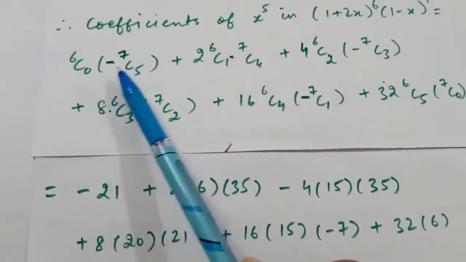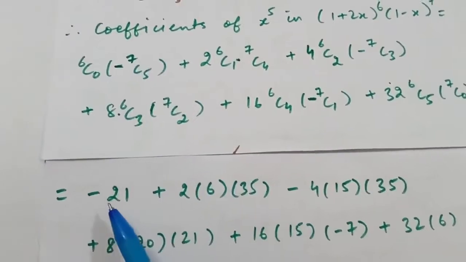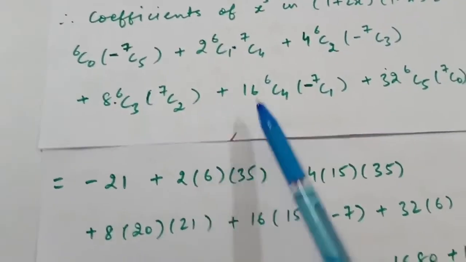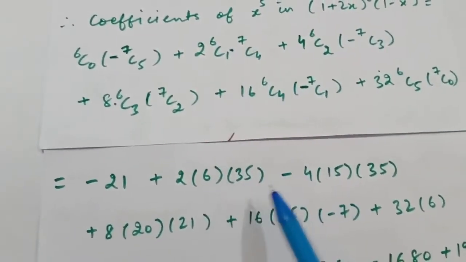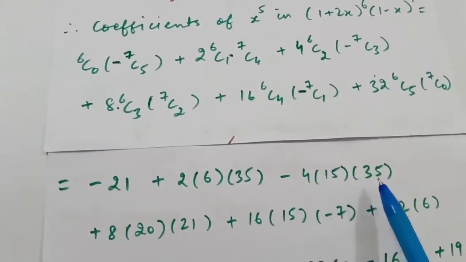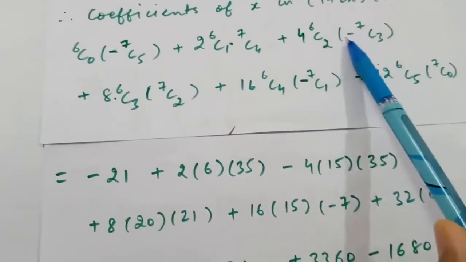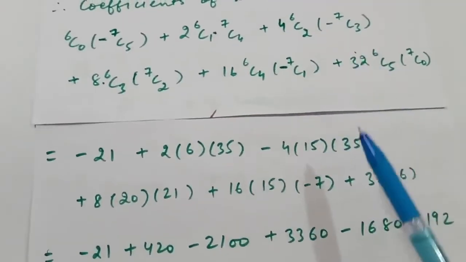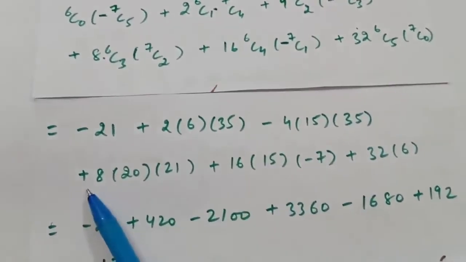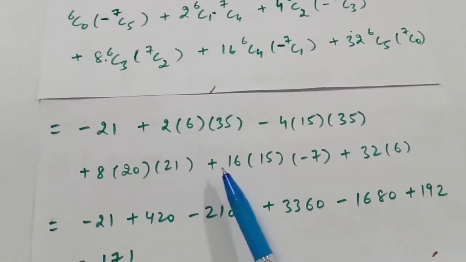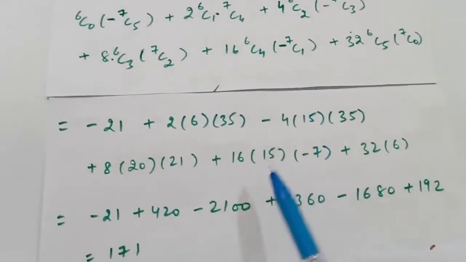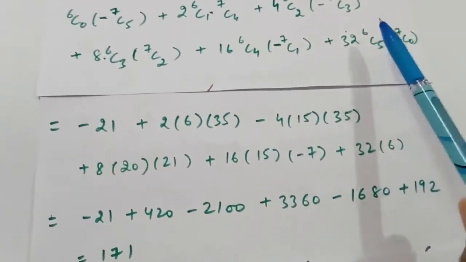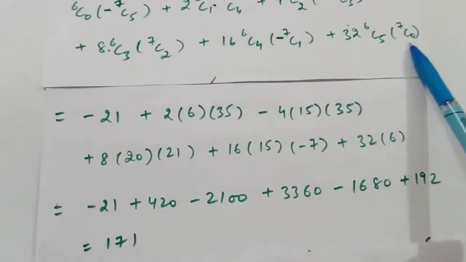6c0 value is 1. So minus 7c5 value is 21. So minus 21 plus 2 into 6c1 is 6 and 7c4 is 35, minus 4 into 15 into 35. We have taken this minus outside, right? 6c2 is 15 and 7c3 is 35. Similarly, you will get plus 8 into 20 into 21 plus 16 into this is 15 and minus 7 plus 32 into 6. 6c5 is 6 and 7c0 will be 1.